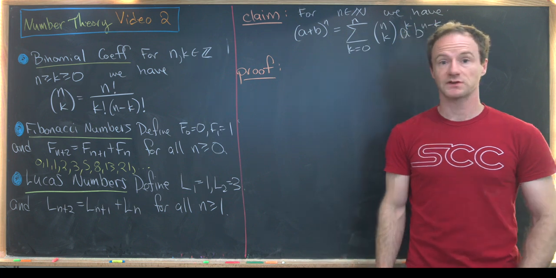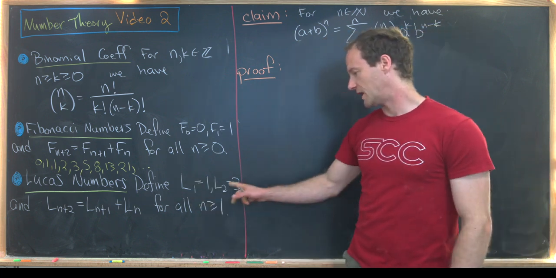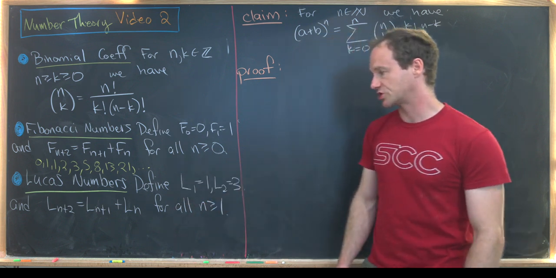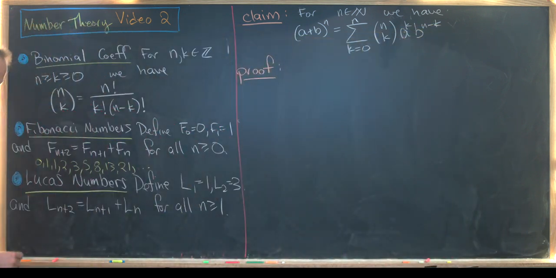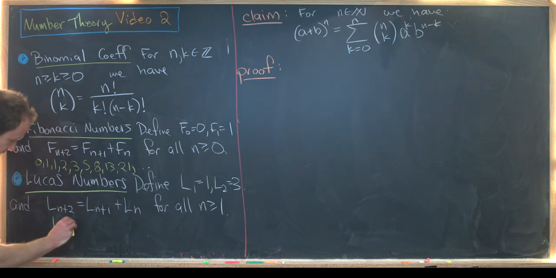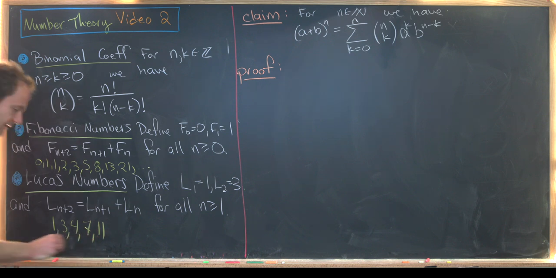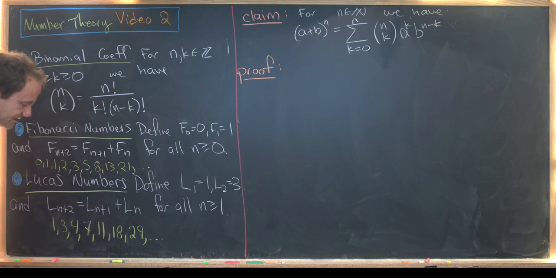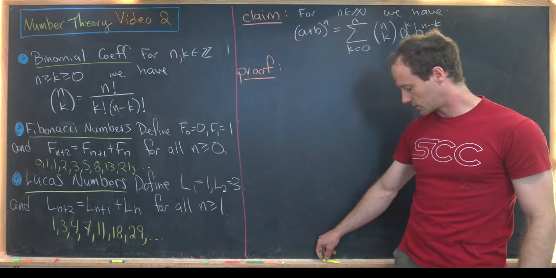Now, Lucas numbers are similarly defined. We'll define L1 to be 1 and L2 to be 3. And then they have the same recursion as the Fibonacci sequence. So let's look at this. These look like 1, 3, then add those two, we get 4, add those two, we get 7, 11, add those two, we get 18, add those two, we get 29, and so on and so forth. So those are the first several Lucas numbers.